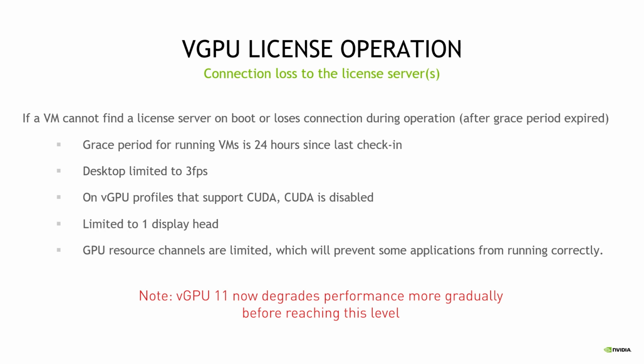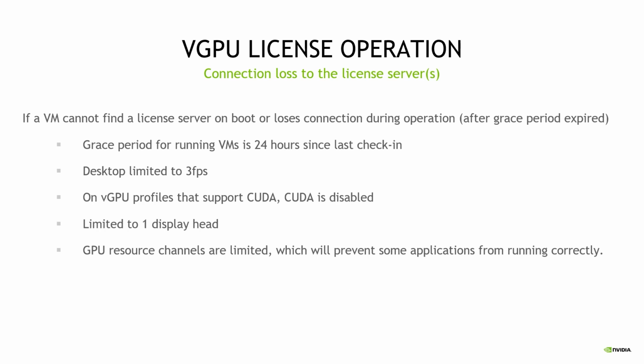Obviously, one of the best ways to avoid a loss of license server is to have a backup license server in place. So if the primary license server goes down, we've still got a backup.